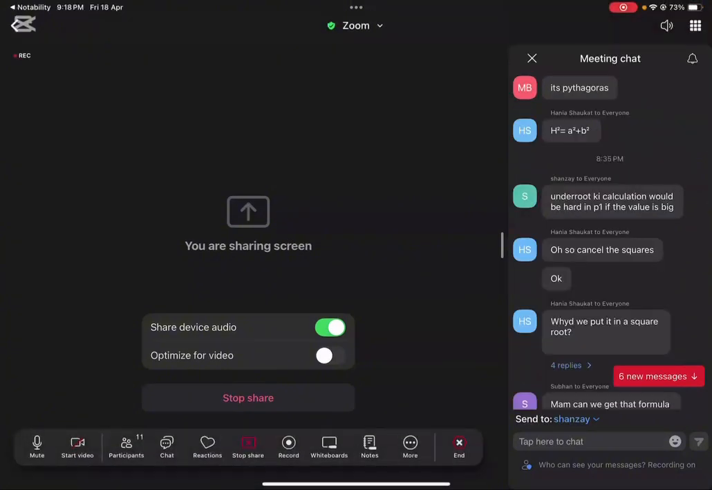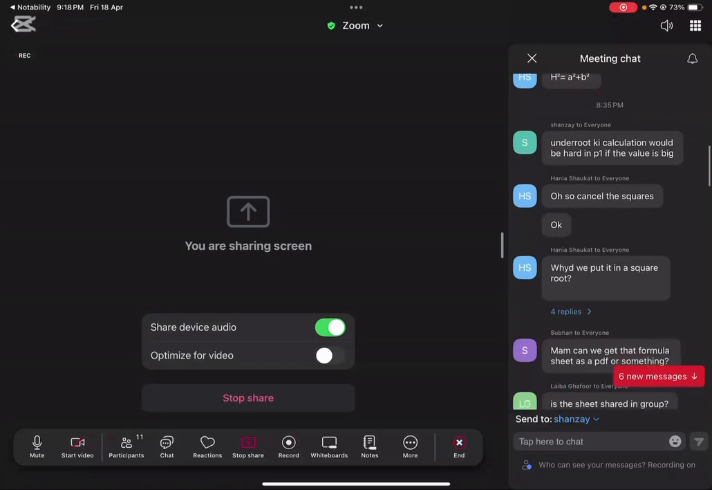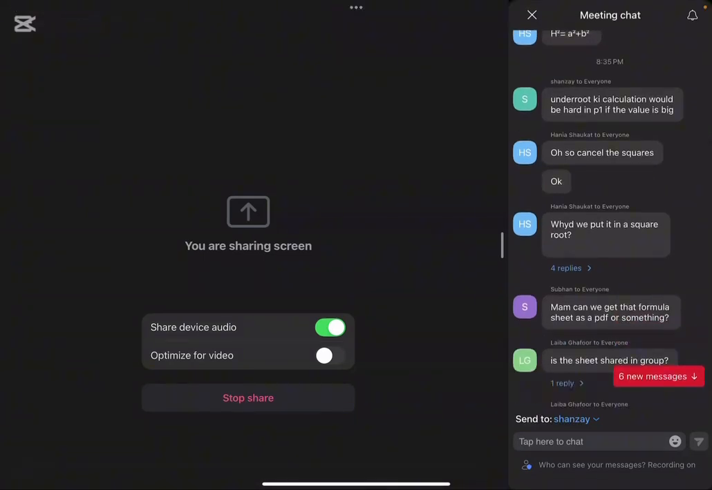Cancel the squares. Why would we put it in a square? Okay, why do we put it in a square root? All right, because we were applying the Pythagoras theorem.